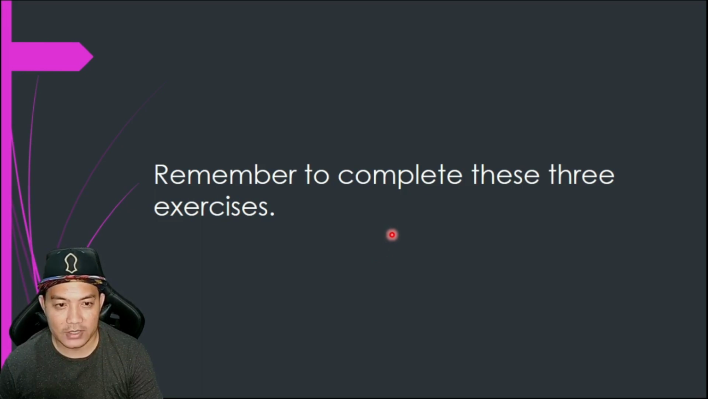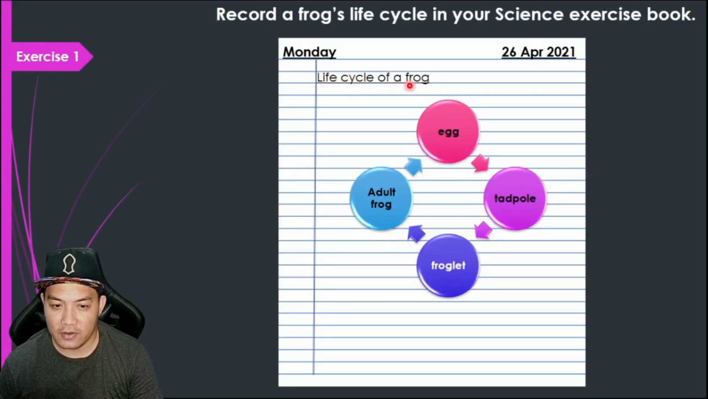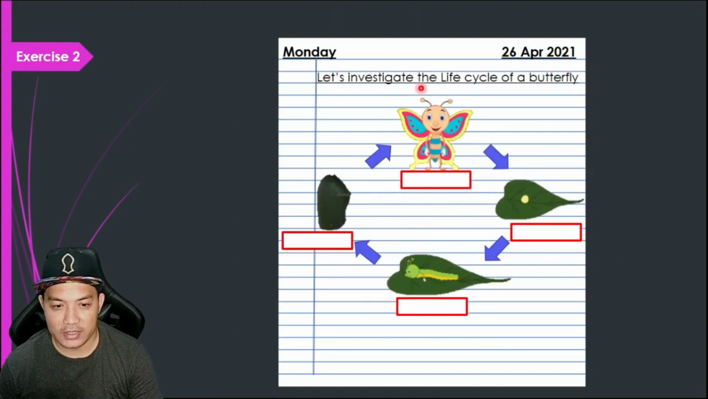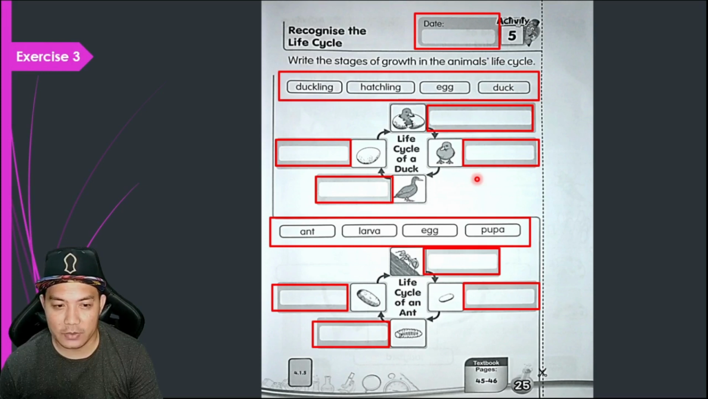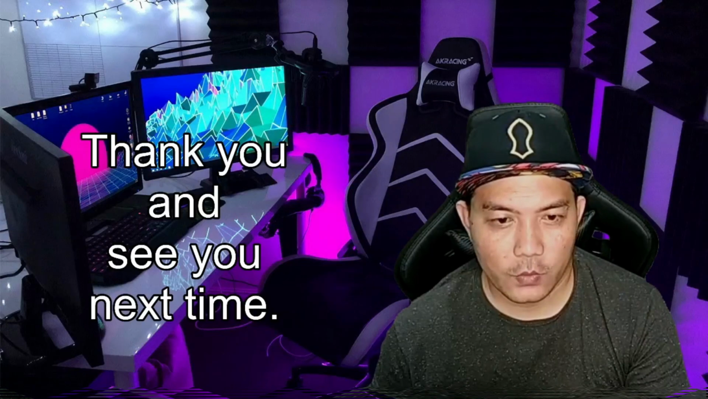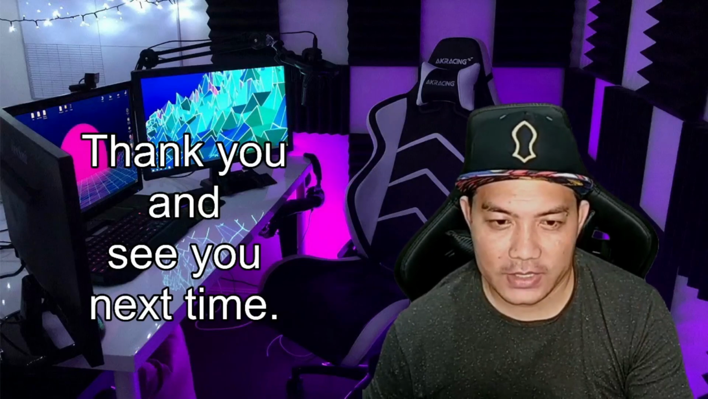The first one is the life cycle of a frog. You just draw the diagram. The second one, let's investigate the life cycle of a butterfly. Draw and label. And the last one in your activity book, label the life cycle of a duck and the life cycle of an ant. Well, that's the end of our lesson today.